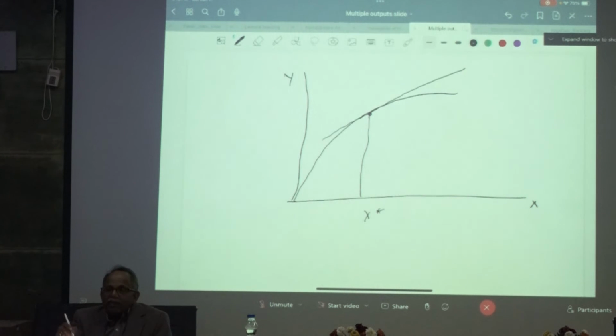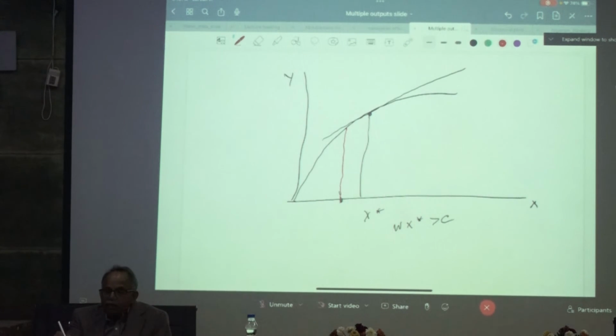But if w times x star is bigger than C, then you cannot use it, right? Because it's costing you more than the amount of cash that you have at hand. So you are forced to use a lower level of x, for example, this much. What does that mean? It means your produced output is going to be less than the maximum output.